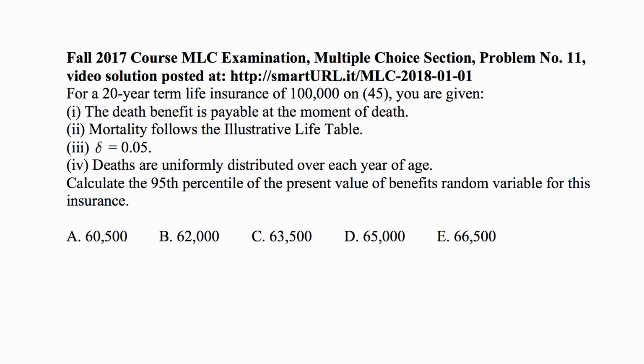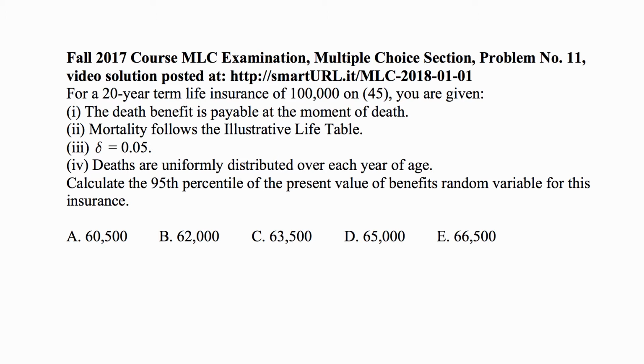Here's problem number 11 from the last exam MLC, multiple choice section. For a 20-year term life insurance of $100,000 on a 45-year-old, you are given that the death benefit is payable at the moment of death. Mortality follows the illustrative life table. Delta, the force of interest, is 5%. Deaths are uniformly distributed over each year of age. Calculate the 95th percentile of the present value of benefits random variable for this insurance.